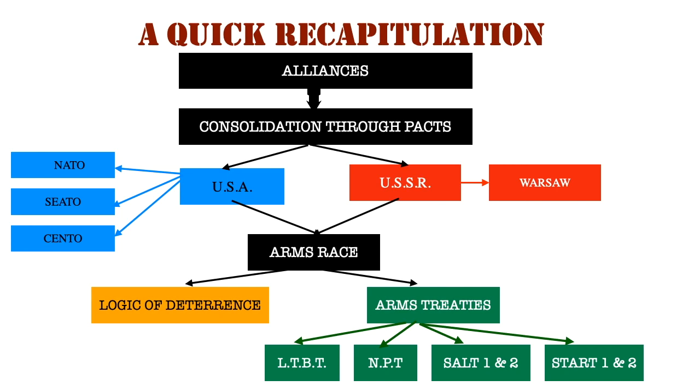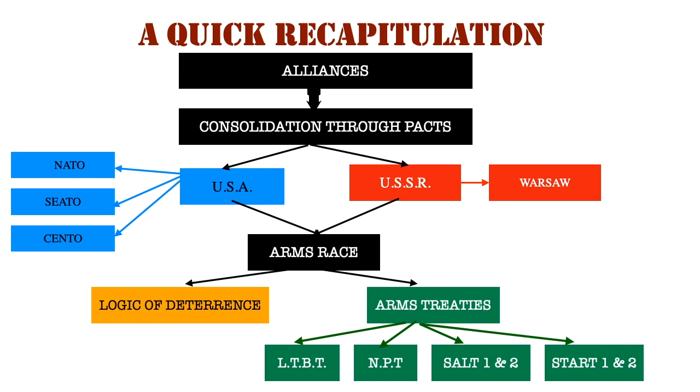Before I end this clip, let's do a quick recapitulation. So in this clip, we learned about how the division of the world into two alliances started from Europe, and how these alliances were consolidated through various pacts. The USA started NATO, SEATO, and CENTO, all with TO at the end. That way it'll be easier to remember. And the USSR with the Warsaw Pact. You should remember the full form of all these abbreviations, okay?